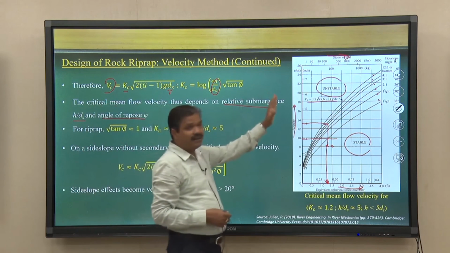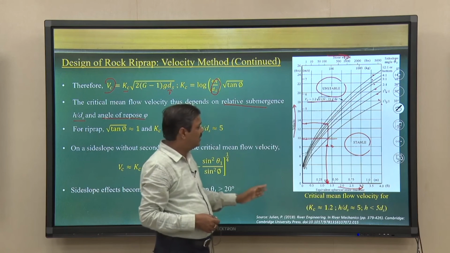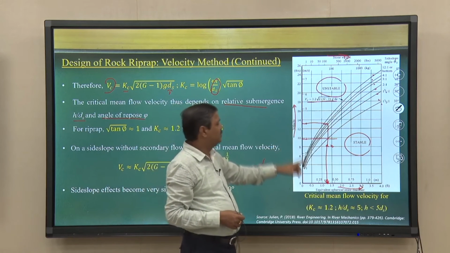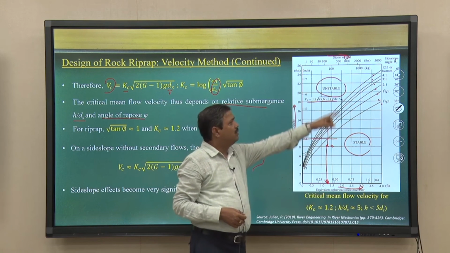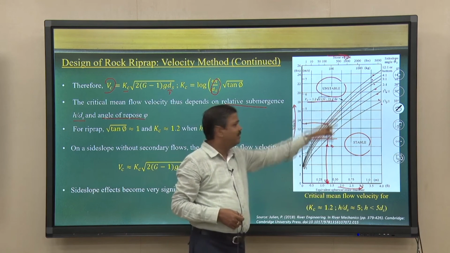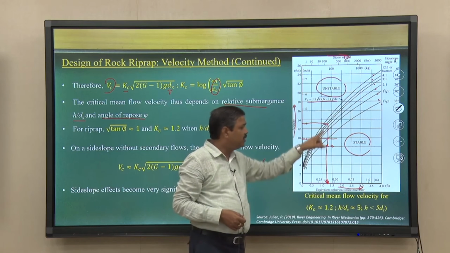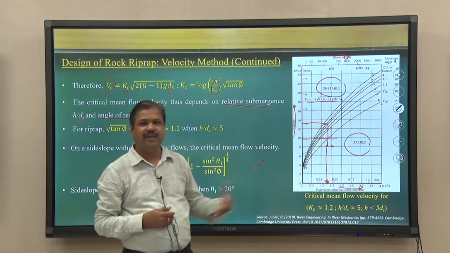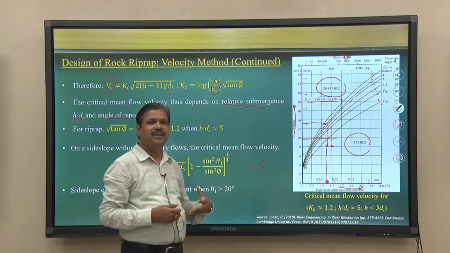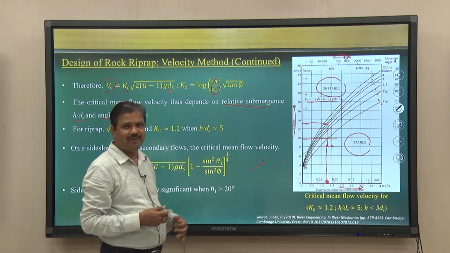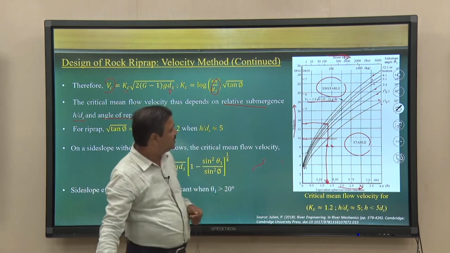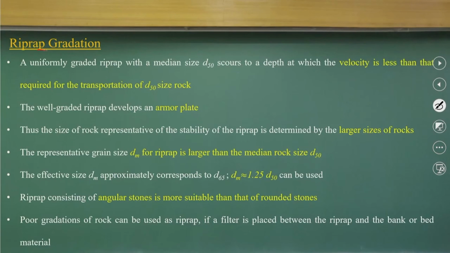They have prepared a design chart which we can use to know the design velocity and the slope we have to maintain, and for that, what would be the appropriate representative D50 size of stone riprap. That is the design chart that we can use to design the riprap.